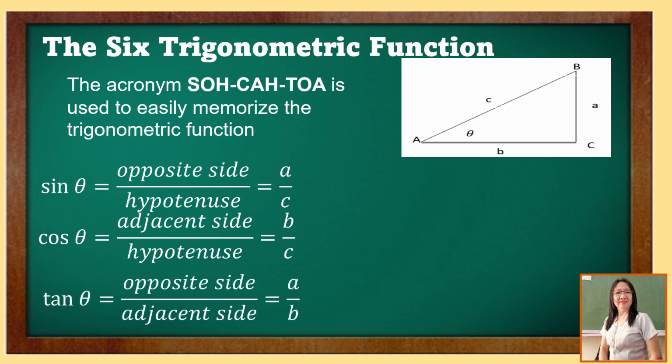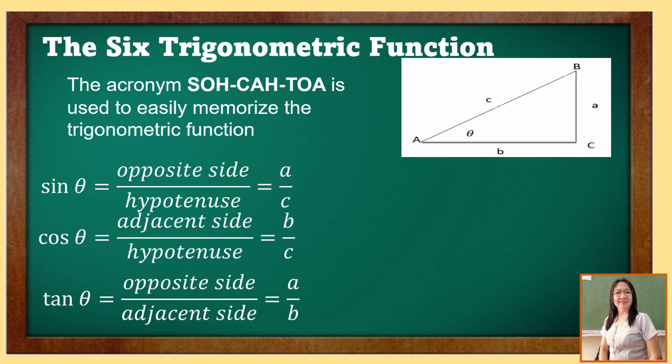Then the other one is the tangent theta, where it is described as opposite side over the adjacent side. It is now in the acronym TOA. T stands for the tangent, O for the opposite side, and A for the adjacent side. So in the figure, the opposite side of our theta is A, the adjacent side is B. So the value of tangent theta is A over B.